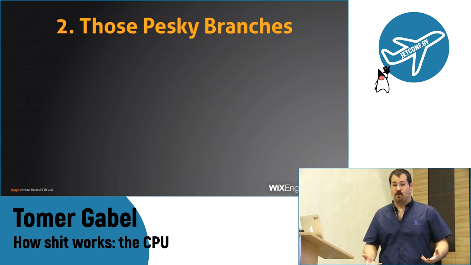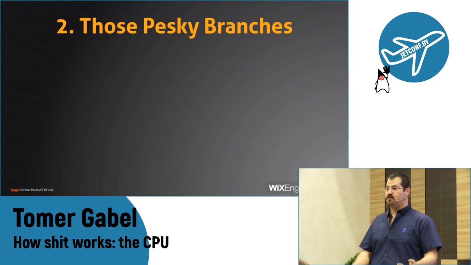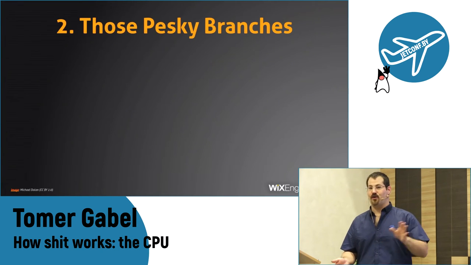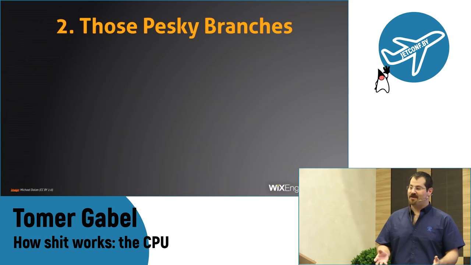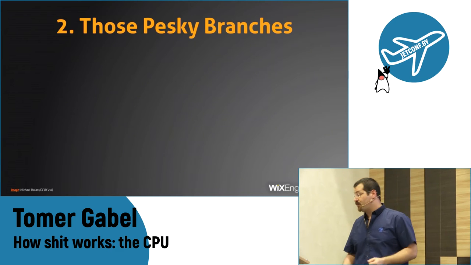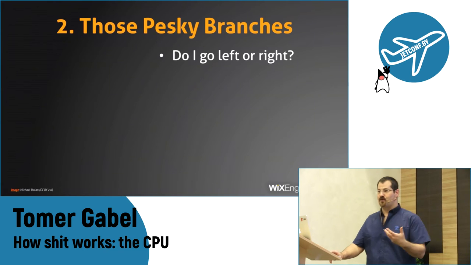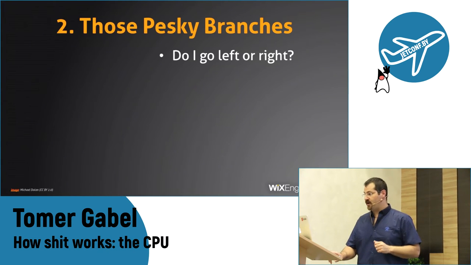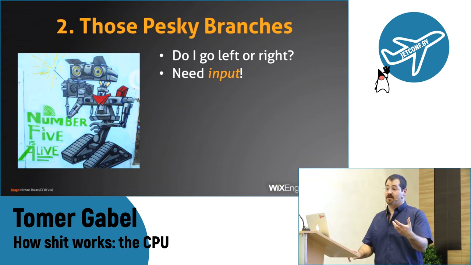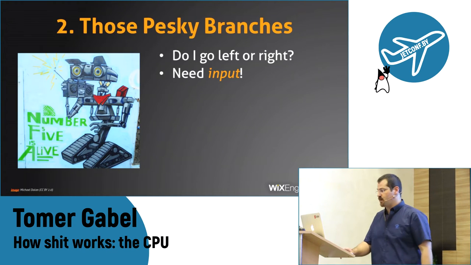And the effect is branching. So what is a CPU branch? Effectively, you have a condition, the condition evaluates to a Boolean true or false, and then depending on that condition, you go left or right. What do I mean by left or right? You basically jump to this part of the code or that part of the code. That is a branch. Now, branches are problematic because the determination of whether you go left or right depends on input. It depends on the actual data at play.